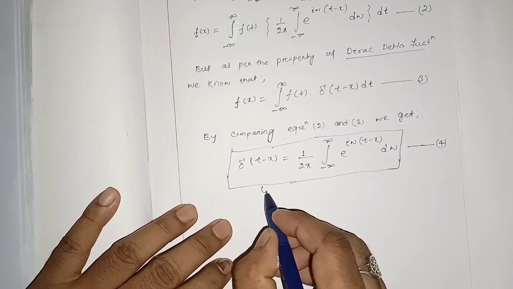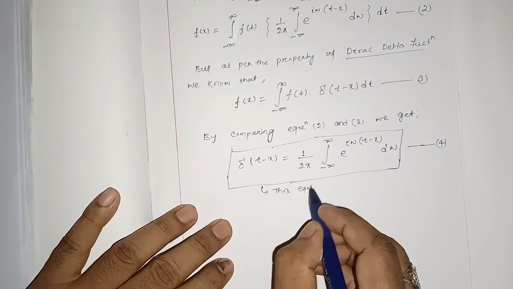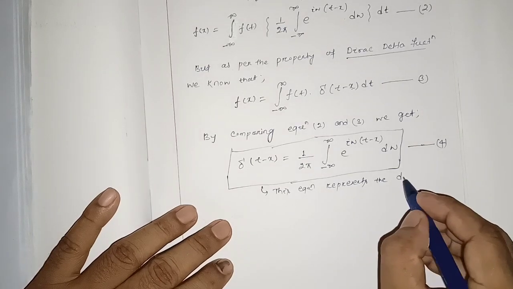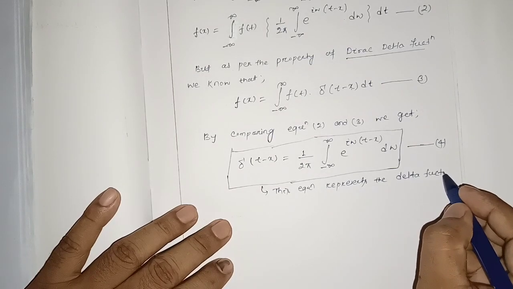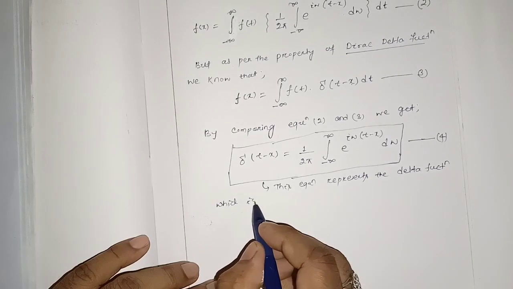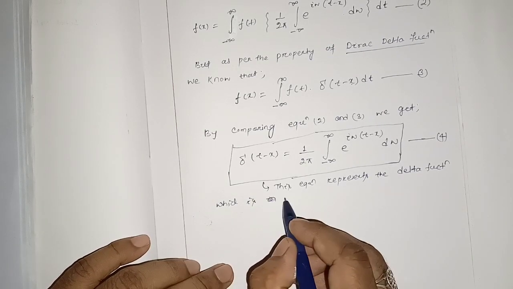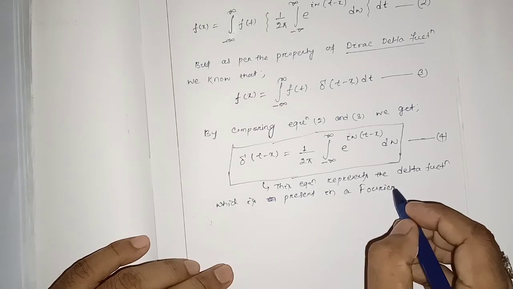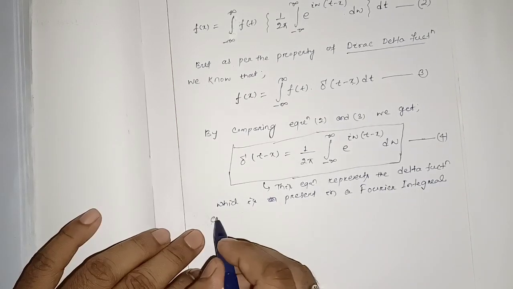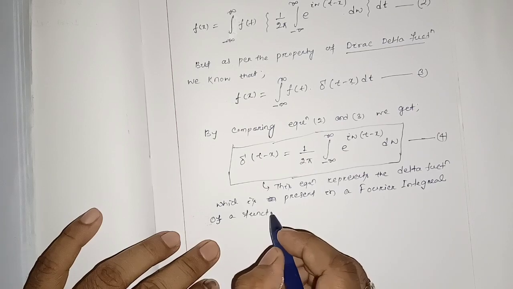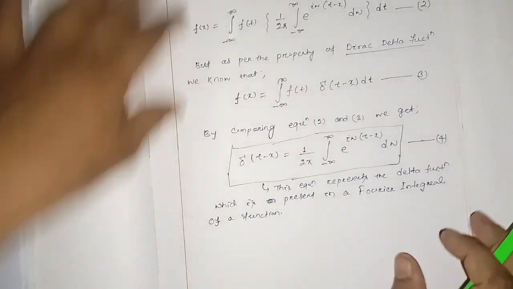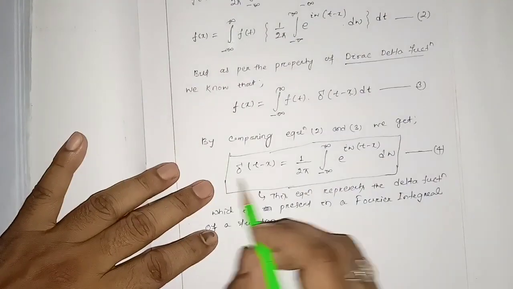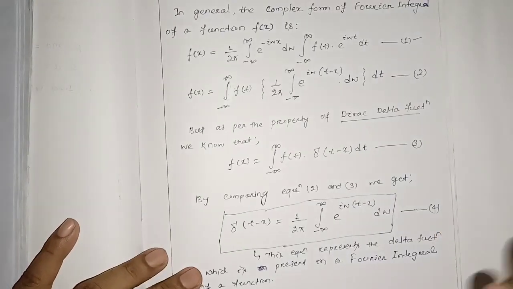So here you have to write, this equation represents the delta function which is present in the Fourier integral of a function. If this question is asked in your exam, and often you can find this question for 2 to 3 marks, you have to write up to this much, up to equation number 4.